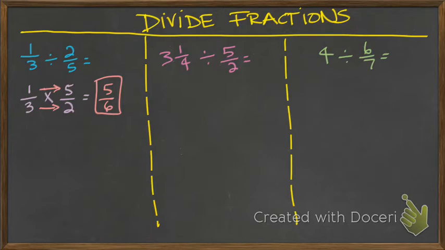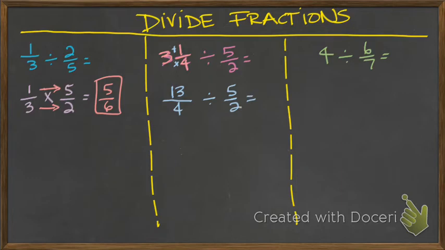For the next one, before I can do keep, change, flip, if I have a mixed fraction, this 3 and 1/4, this is called a mixed fraction, I need to change that first to an improper fraction. So there's one numerator, one denominator. Remember, you take that bottom number, 4 times 3 is 12, and you add the top number. And you get 13 over 4. So the first step is to change them so they're both improper fractions.